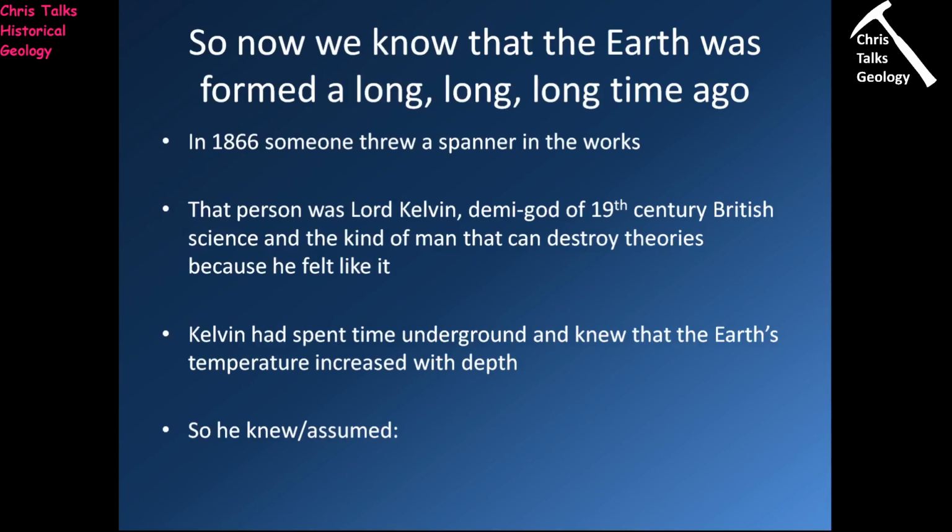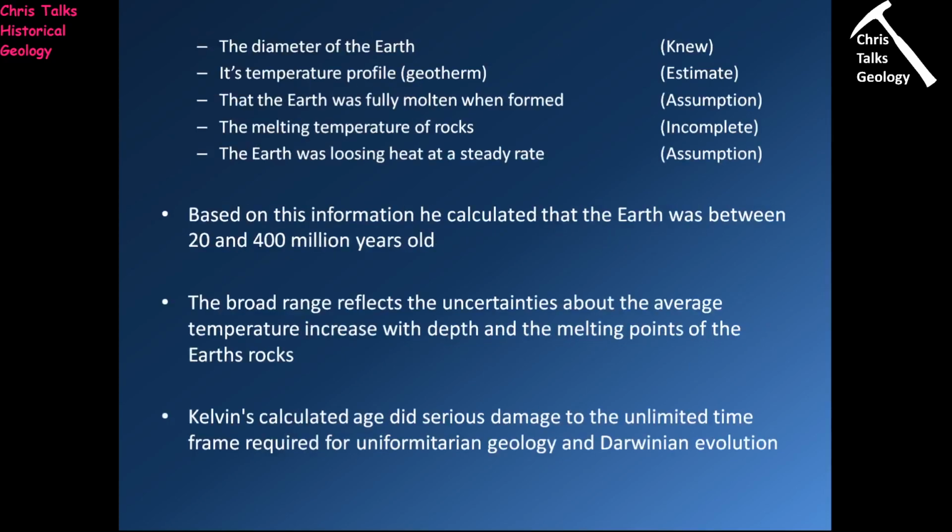Lord Kelvin had spent time underground, and he knew the Earth's temperature increased with depth. So he went and looked at the following features. What Lord Kelvin knew was the diameter of the Earth. That one was safe, he knew that. He also knew how the Earth's temperature changed the deeper you got. The deeper you go into the Earth, the higher the temperature becomes. This is called the geotherm. So he estimated the geotherm for the Earth's interior.